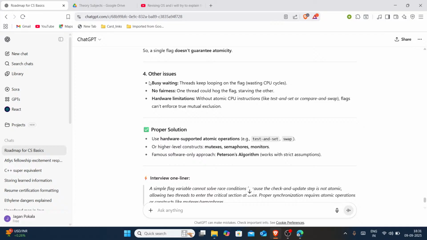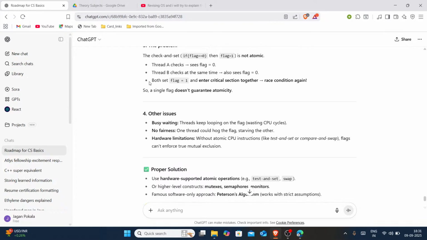No fairness. One thread could have the flag and starve the other. Threads keep looking at the flag.